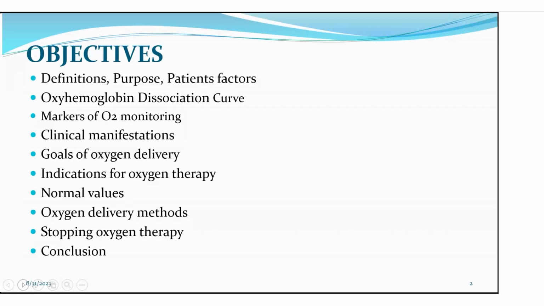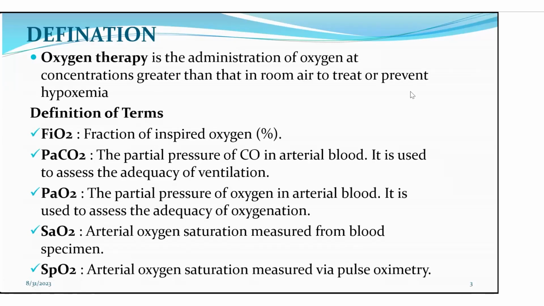goals of oxygen delivery, indications for oxygen therapy, normal values, oxygen delivery methods, when to stop oxygen, and the conclusion. Oxygen therapy is the administration of oxygen at concentrations greater than that in room air to treat or prevent hypoxia. We need to look at definitions and terms that we use in oxygen.